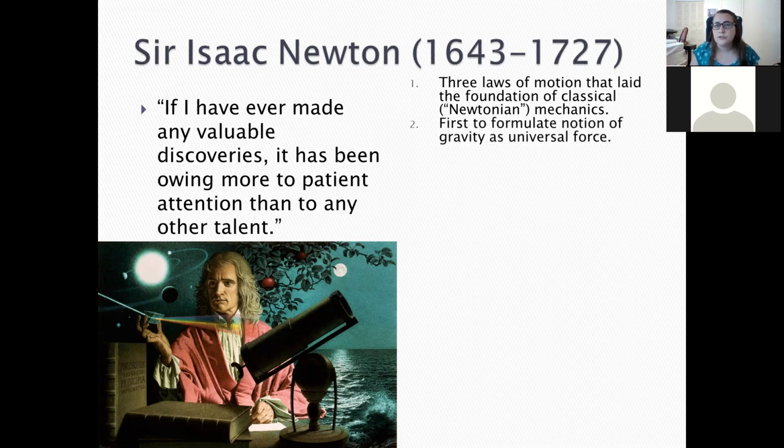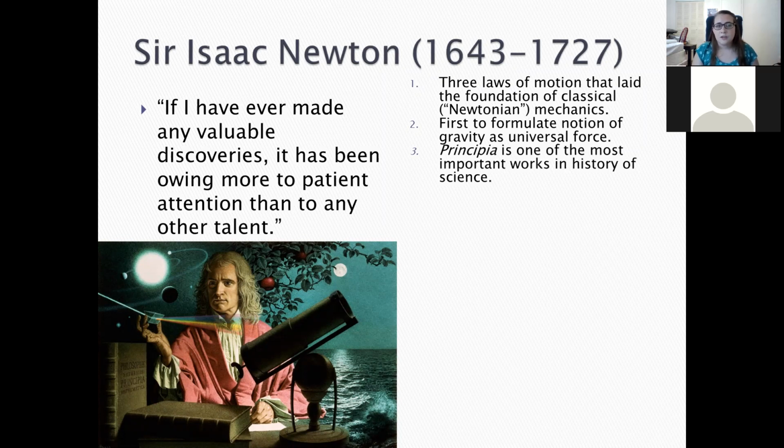Number 2, he was the first to formulate the notion of gravity as a universal force. So gravity exists everywhere in the universe, and everything in the universe is impacted by gravity. This idea that he proposed about this universal force of gravity helped explain tides and the trajectories of comets, which has farther reaches into science than just what we're going to deal with today.